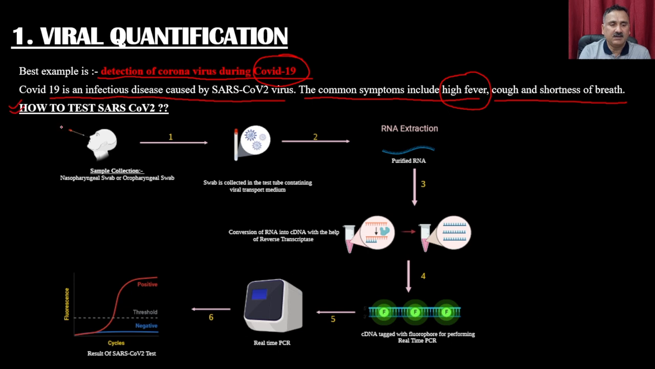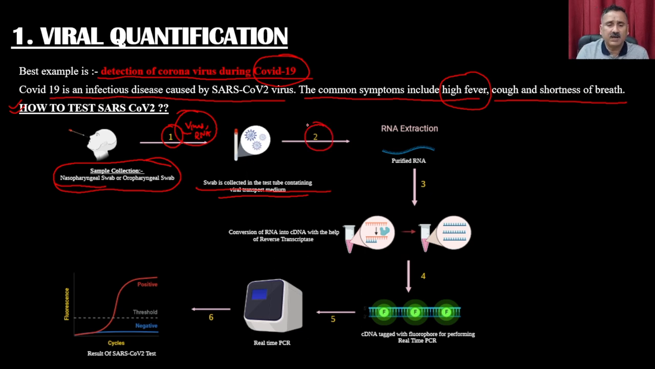So, how do we test for SARS-CoV-2? I am sure you might have seen these steps on television and other places. You collect the sample with a cotton swab, from the oropharyngeal swab. So, you collect the sample from the nose or from the mouth. That sample will contain the virus, and it is going to contain the viral RNA, because COVID is an RNA virus. The swab is collected in a test tube containing the viral transport media or VTM.